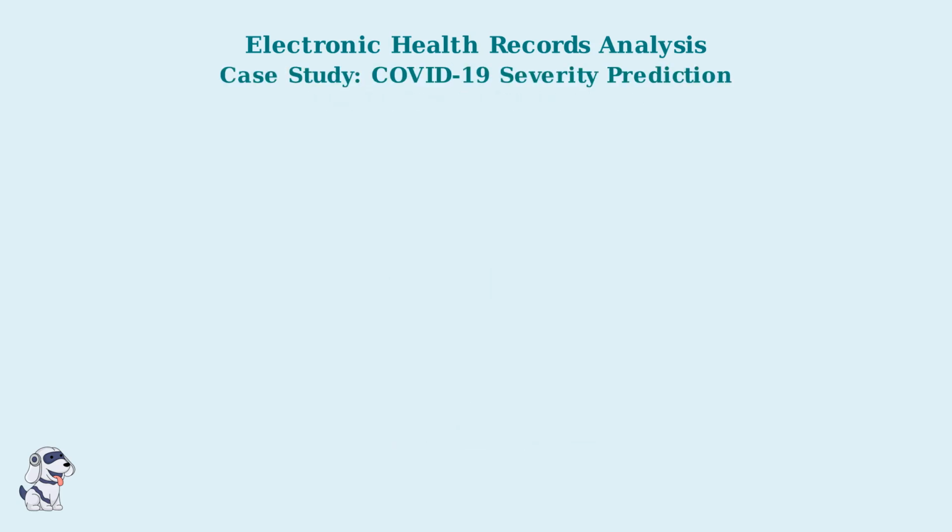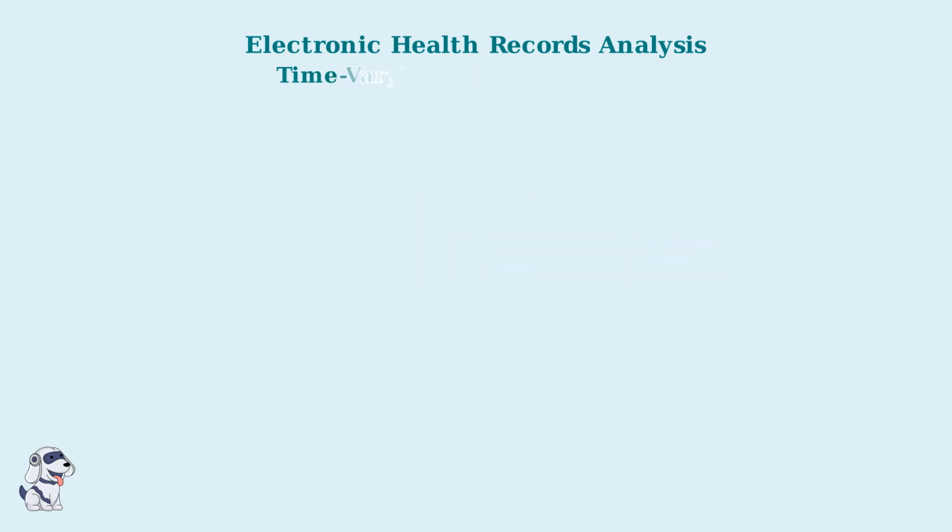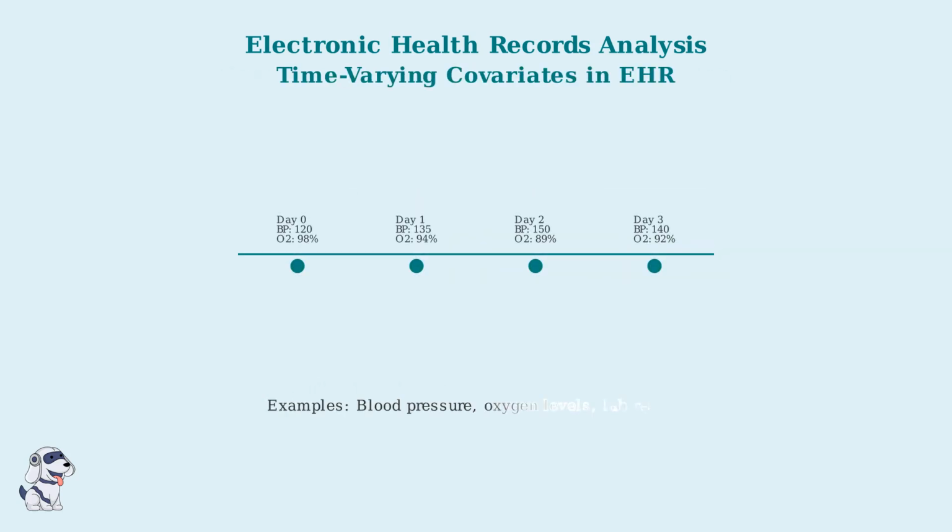A recent case study demonstrates the power of linear mixed models in healthcare. Researchers analyzed COVID-19 severity prediction across multiple hospitals, examining factors like BMI, hypoxia levels, and inflammatory markers to predict patient outcomes. Electronic health records capture time-varying covariates, patient measurements that change throughout their hospital stay. Blood pressure, oxygen levels, and lab results are continuously updated, providing dynamic information that static models cannot utilize effectively.